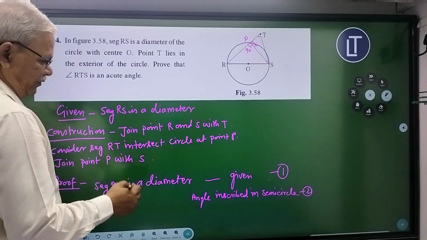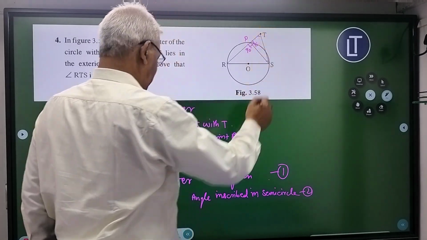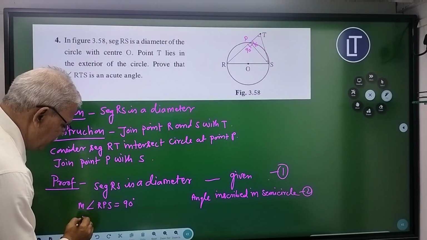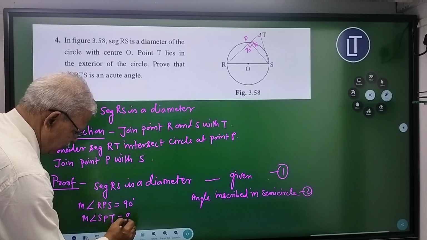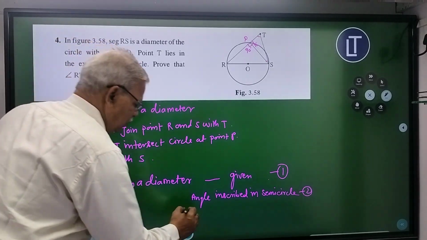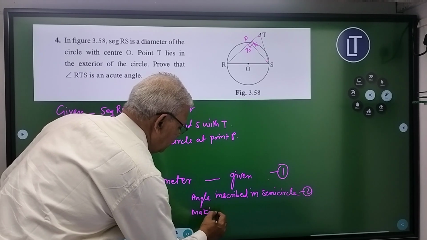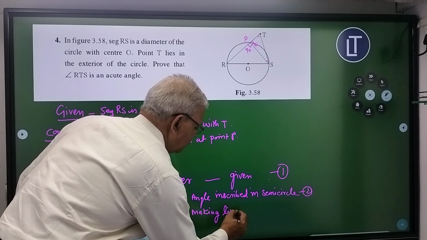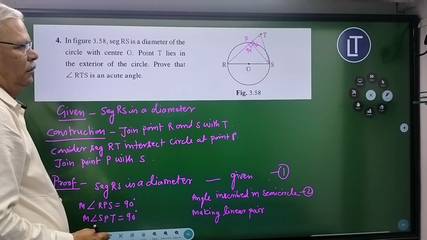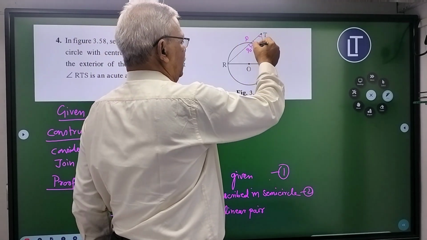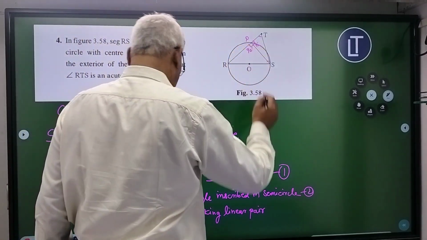Okay, now see, this is 90 as per the theorem. Now next we will write here the angle SPT. Here measure of angle SPT will also be 90 by making a linear pair. Okay, they are a linear pair, angle at a line. Okay, therefore this is 90.